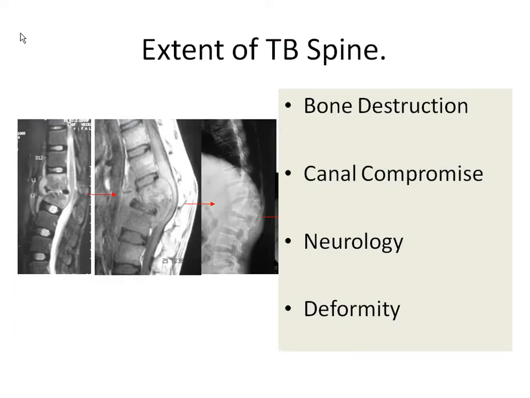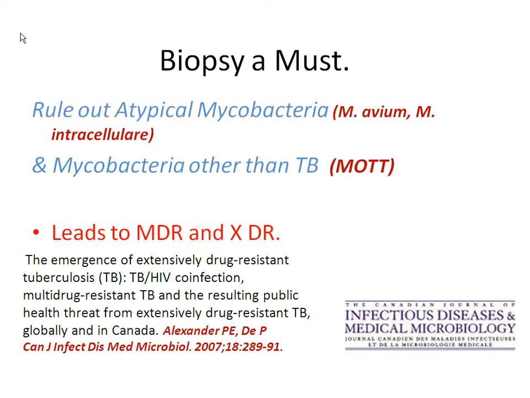The second thing that you will have to do is to carefully see the extent of TB spine. Make sure that you analyze the bone destruction, canal compromise, neurology, and deformity, and know that they all have multifocal involvement, so you evaluate the whole spine well.